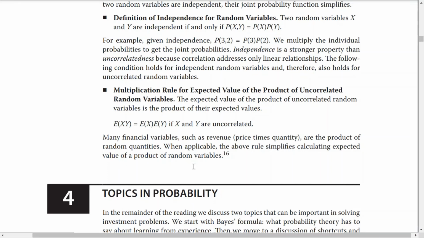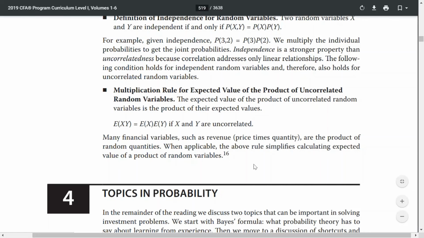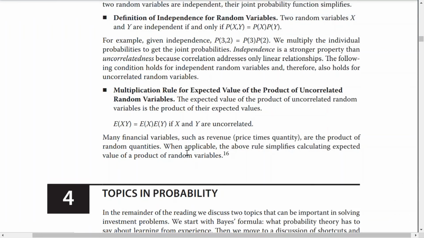So an uncorrelated thing might be the Foxconn stock in Taiwan being uncorrelated to the S&P 500, since these two are uncorrelated individual events. Many financial variables such as revenue, price, time, and quantity are the product of random quantities. When applicable, the above rule simplifies calculating expected values of a product of random variables.